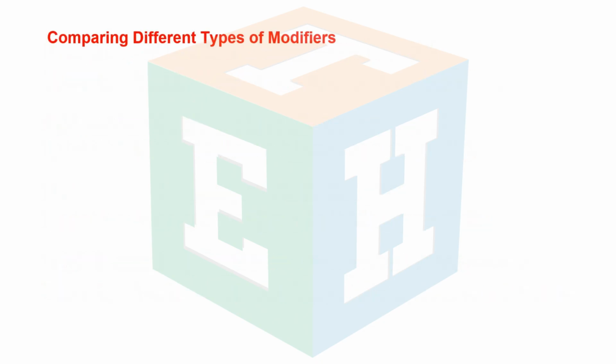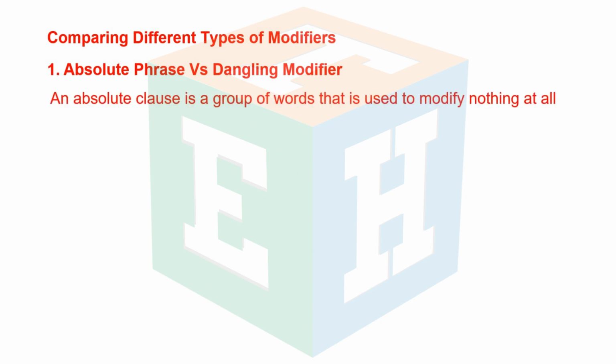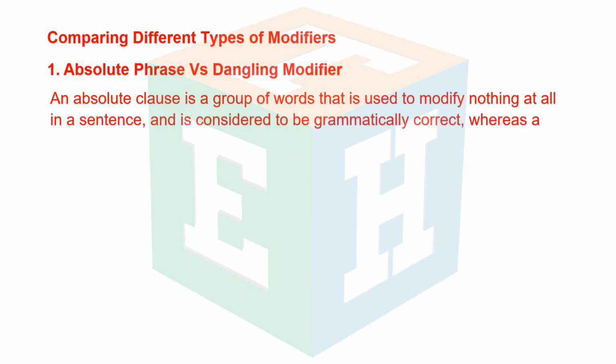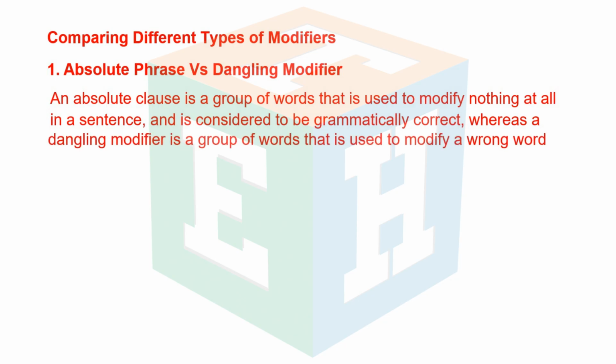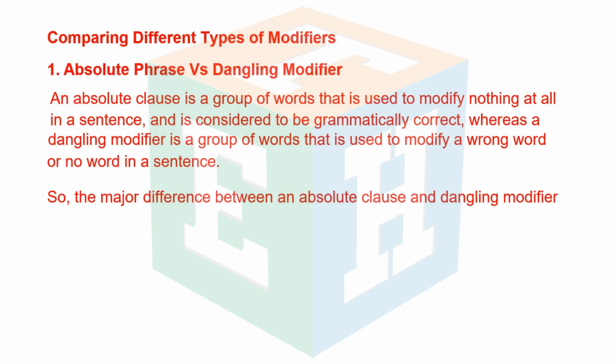Comparing different types of modifiers. 1. Absolute phrase versus dangling modifier. An absolute clause is a group of words that is used to modify nothing at all in a sentence and is considered to be grammatically correct, whereas a dangling modifier is a group of words that is used to modify a wrong word or no word in a sentence.